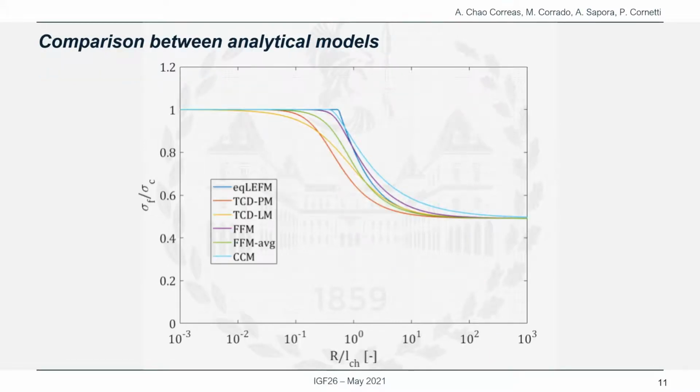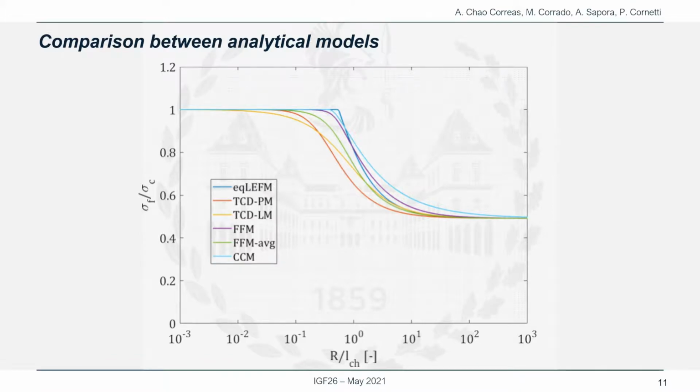Now, we can show the predictions respective to each formulation, out of which we can conclude that the theory of critical distances delivers the most conservative fracture predictions, whereas the cohesive crack model generally yields the most optimistic fracture predictions. Both versions of finite fracture mechanics are relatively close, with the finite fracture mechanics average stress always more conservative than the original finite fracture mechanics. The former also provides a smooth version of the prediction by equivalent linear elastic fracture mechanics.